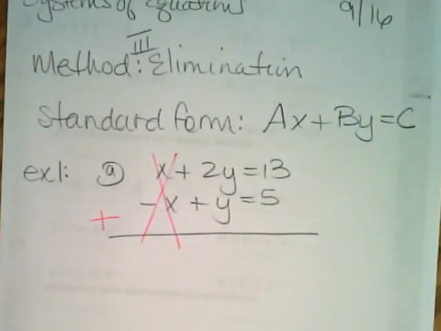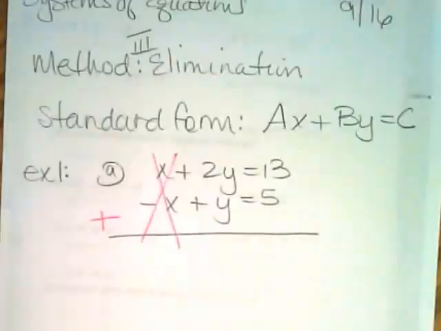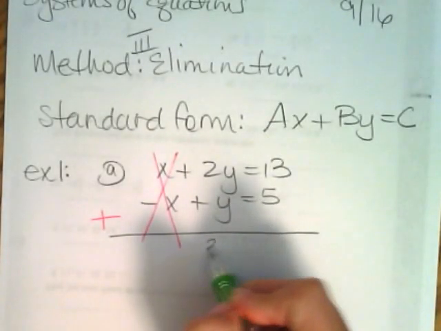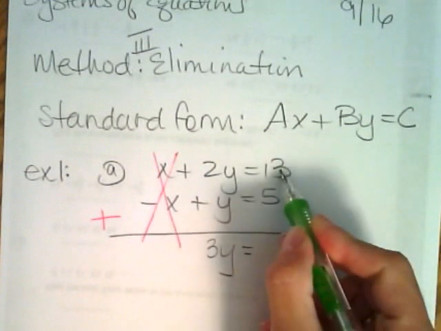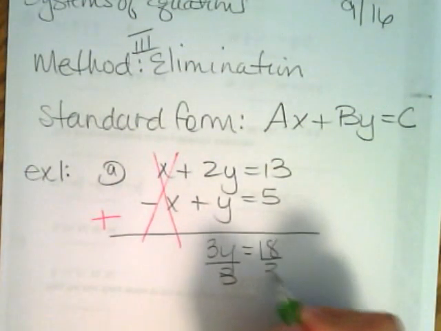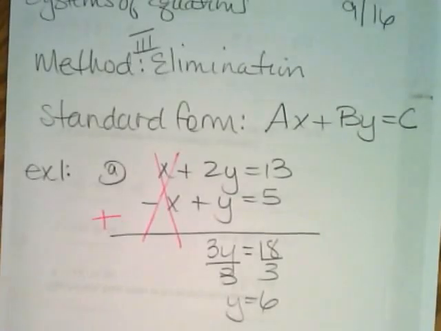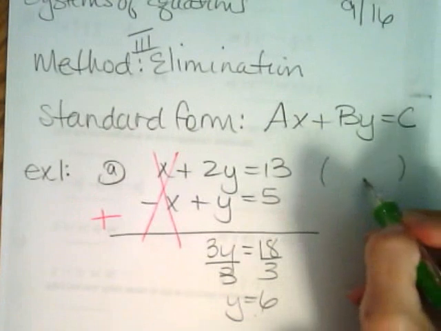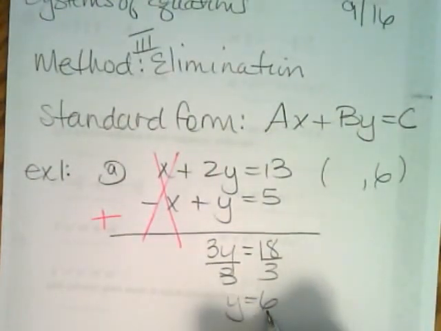So if I add these two equations, x goes away. So what does that leave me with? 2y plus y is 3y. 13 and 5 is 18. Well, guess what? You've already solved for y. So y is 6. Now remember, we're trying to find the point. That is just the y coordinate.